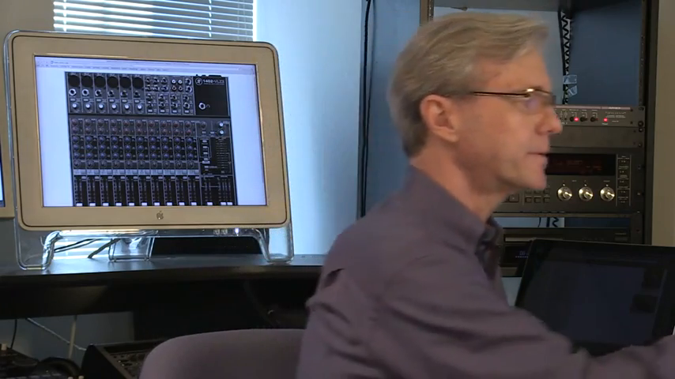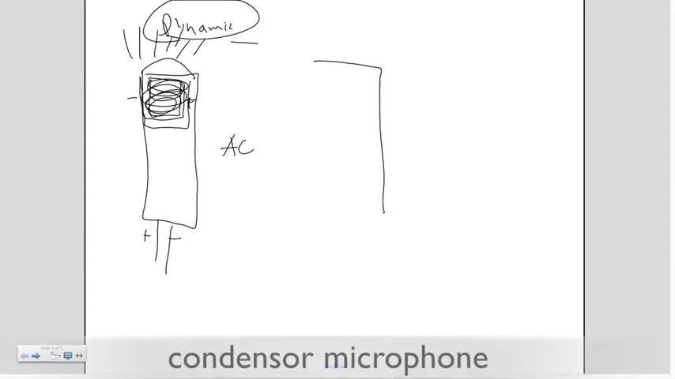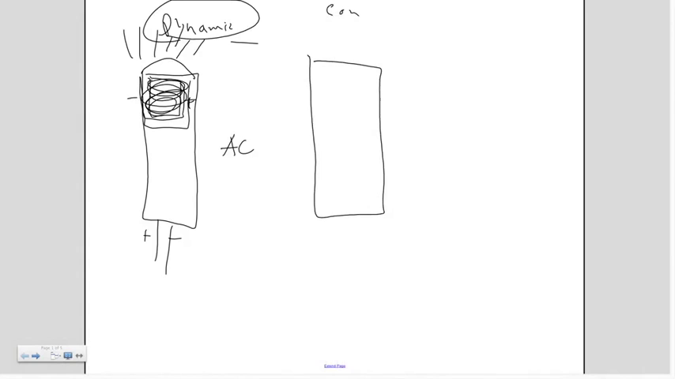The other kind of microphone is a condenser microphone. It has a different kind of technology on the condenser microphone. The condenser, how this works is you don't have a magnet to give you the polarized electrical patterns.